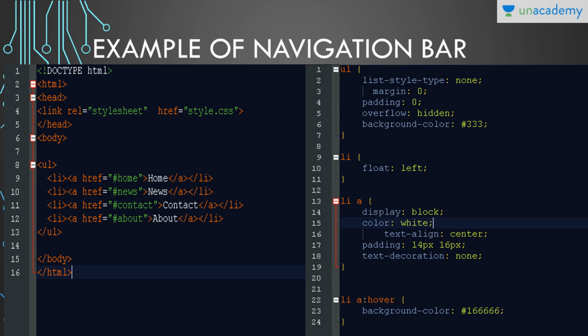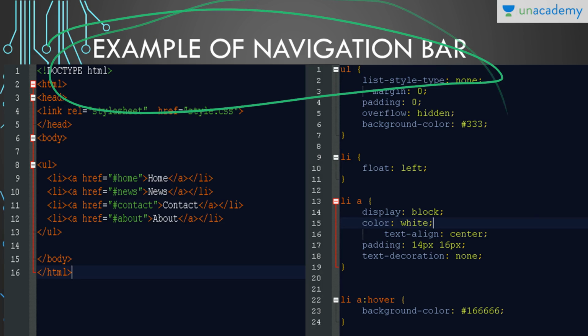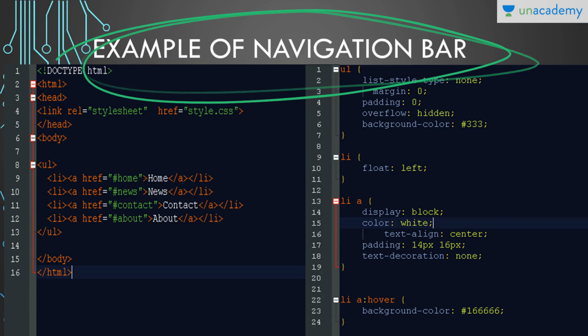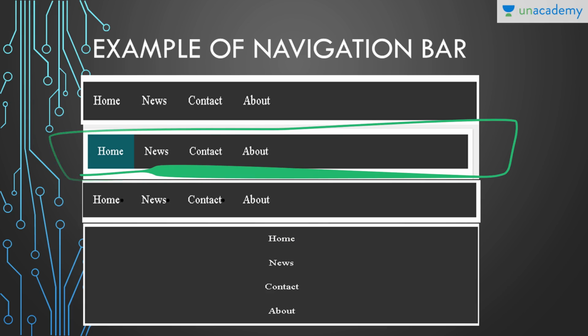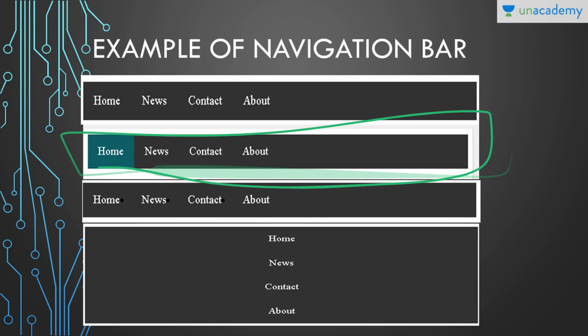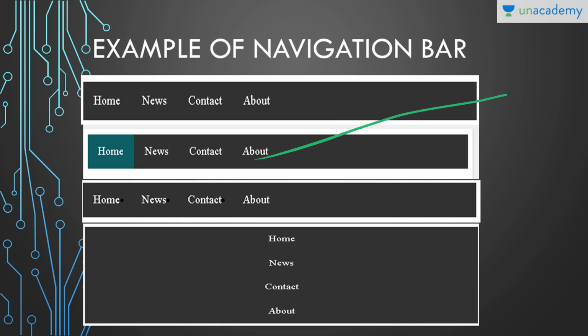I have used a complete example for a navigation bar, showing how a navigation bar can be made using CSS. Here you can see this is the navigation bar, and it is used in each and every website nowadays. Whenever you put your cursor on any of the written text, the news, contact, about, home, it must hover. You can see that it's hovering. After putting my cursor here, the color is changed, and whenever I take my cursor away from it, the color will be black again.